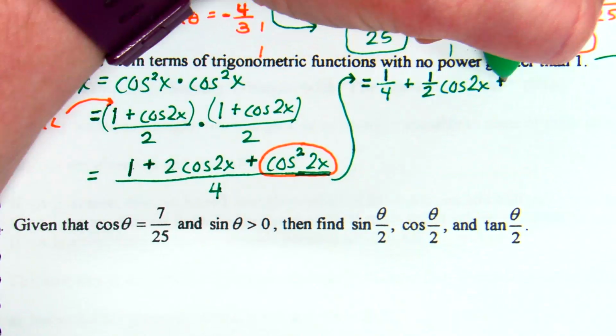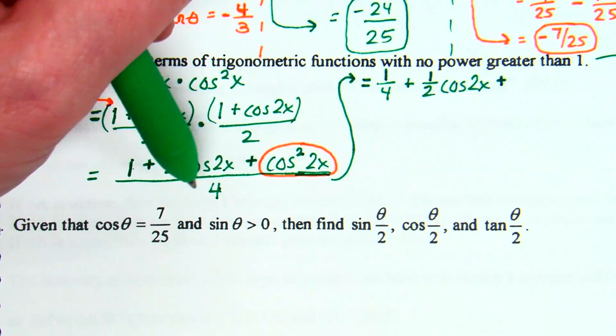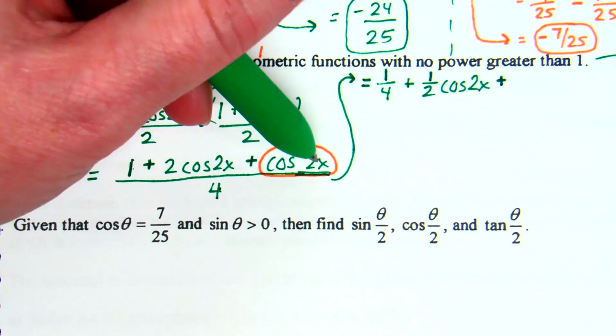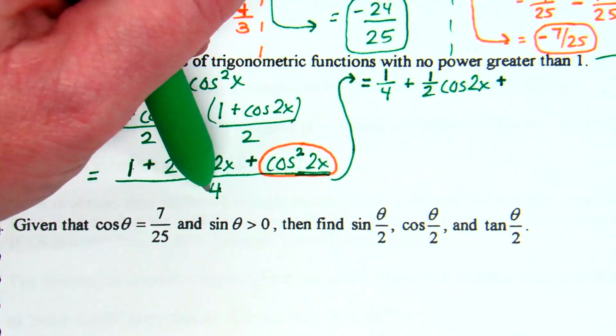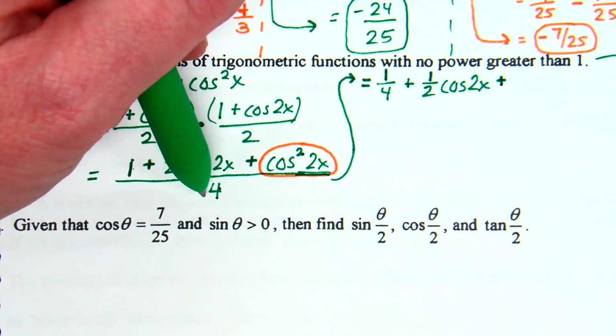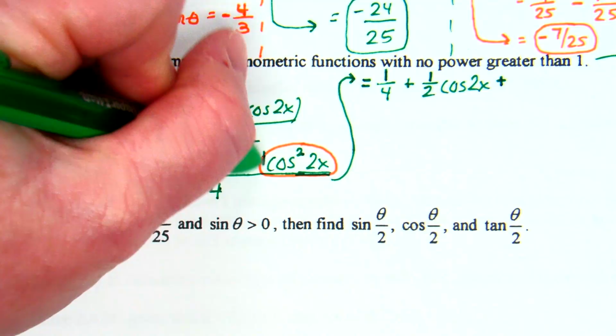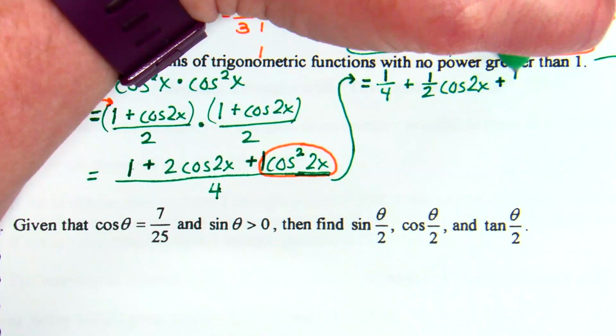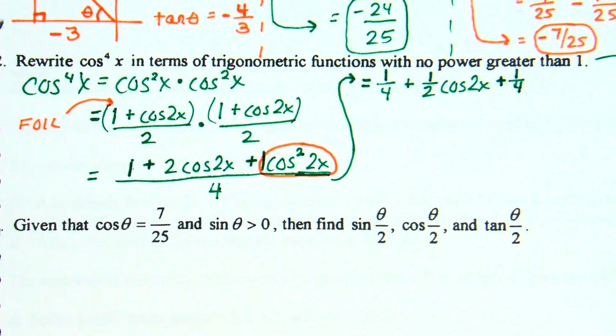Now, on this next term, it's just cosine squared 2x. And I'm actually going to sub in the identity here in a moment. But what about this 4? What's it going to be written as out front? 1/4, because there's really a 1 out here, yes? So I'm going to say 1/4. And then, notice I didn't write the cosine squared 2x because I'm going to rewrite it with the identity.